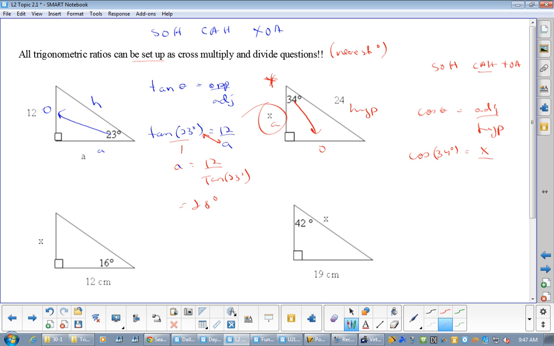So what would be the hypotenuse? 24. Now what's the problem here? We need x by itself. So like I was showing you with that example, I could just bring the 24 up. So 24 times cos 34 degrees would equal x. So you want to get x by itself and up top. That's always the goal.